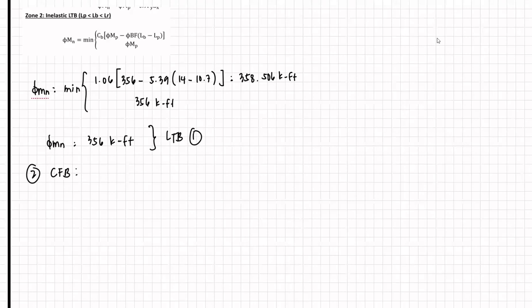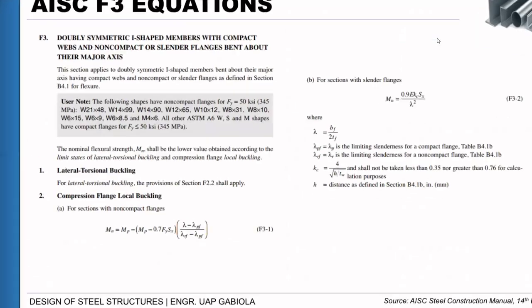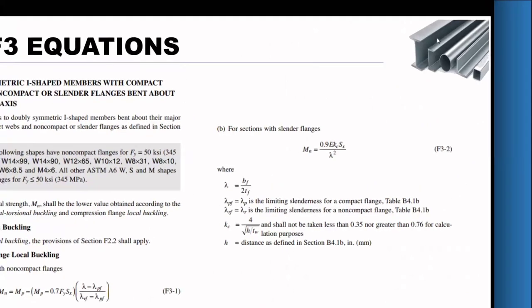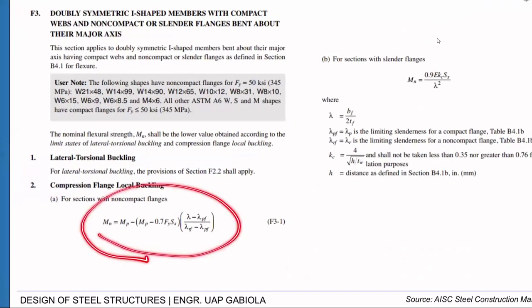So punta tayo dun sa F. The equation natin, compression flange local buckling. So FLB pala. So for sections with non-compact flanges, ito dito tayo pasok. Ito daw yung gagamitin natin equation. So ayan. So basically, copy natin ito.